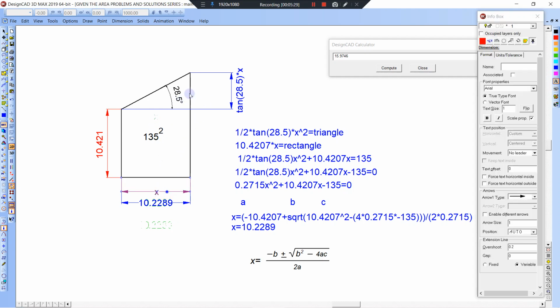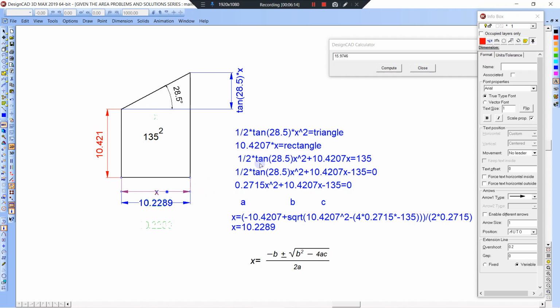So the area of this is still one half tangent of 28.5 x squared, right? That's what we've got right here. That's the triangle right here. And then the area of this is 10.421 times x, right? That's our rectangle. And then what we're going to do is add those together. So we get 1/2 times the tangent of 28.5 times x squared plus 10.421 times x, and that is going to equal 135. This is 135, the whole area.